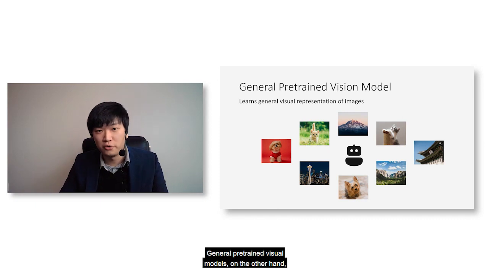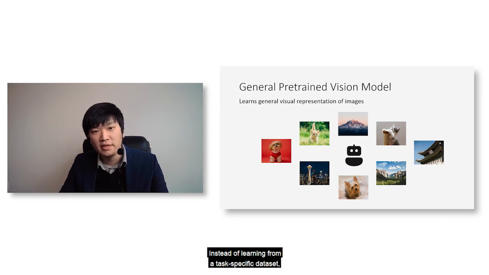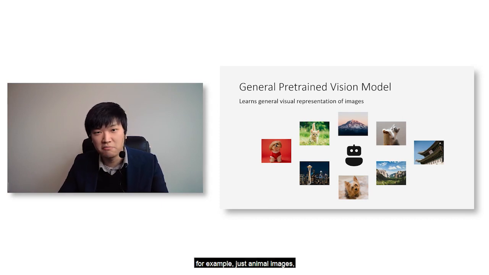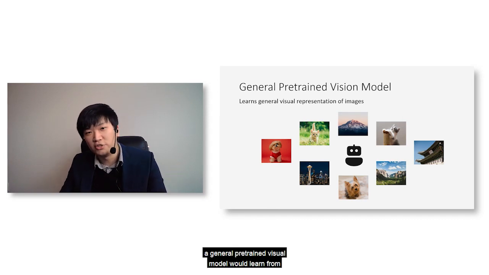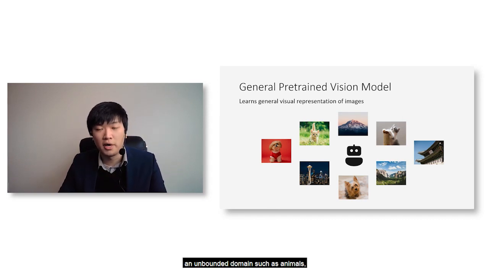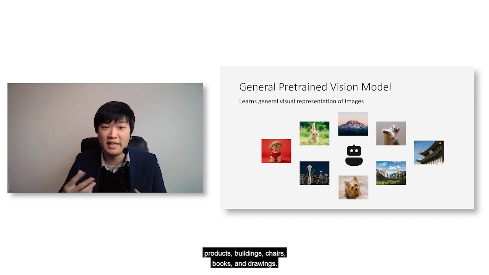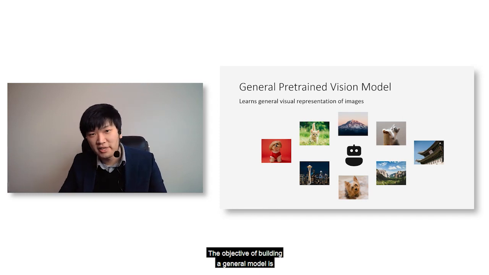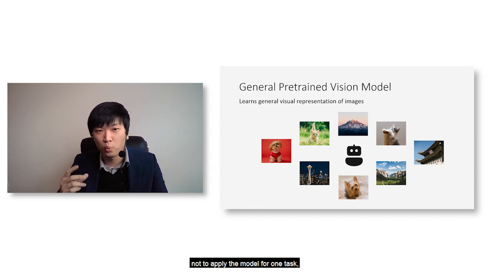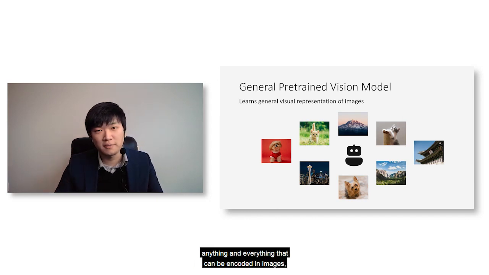General pre-trained vision models, on the other hand, seek to build a general understanding of the visual world, of how images can be projected into the vector space such that their visual meaning is preserved. Instead of learning from a task-specific dataset, for example, just animal images, a general pre-trained vision model would learn from an unbounded domain, such as animals, products, buildings, chairs, books, hand drawings. The objective of building a general model is not to apply the model for one task, but to build a model that learns anything and everything that can be encoded in images, then apply it to any number of vision tasks.